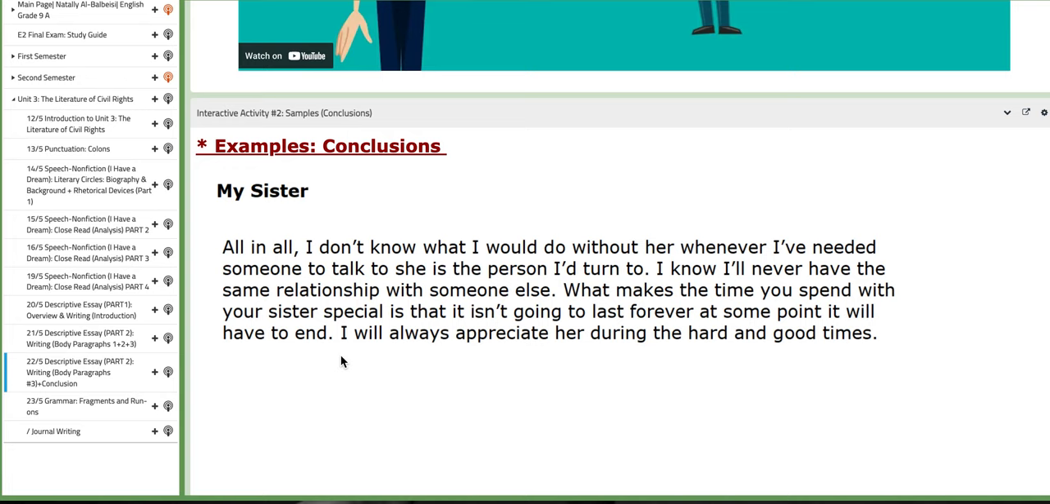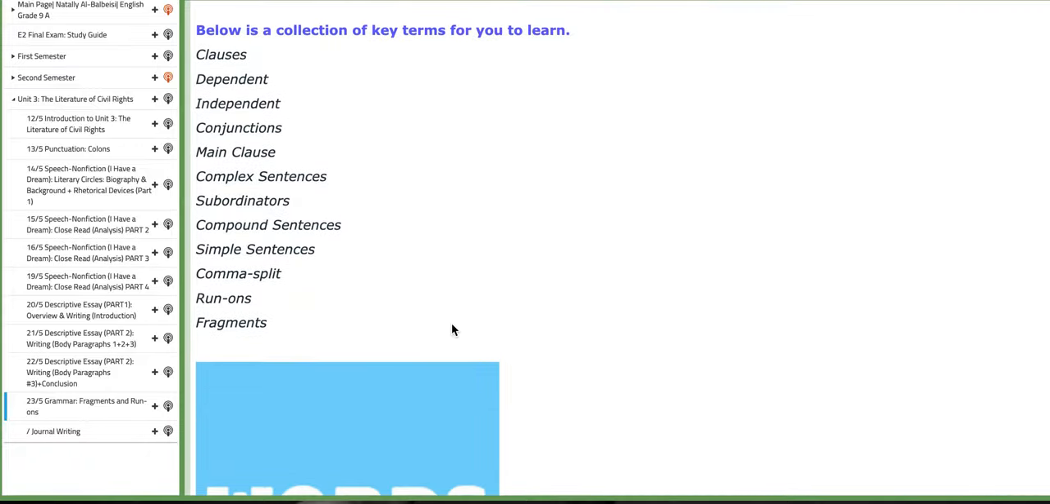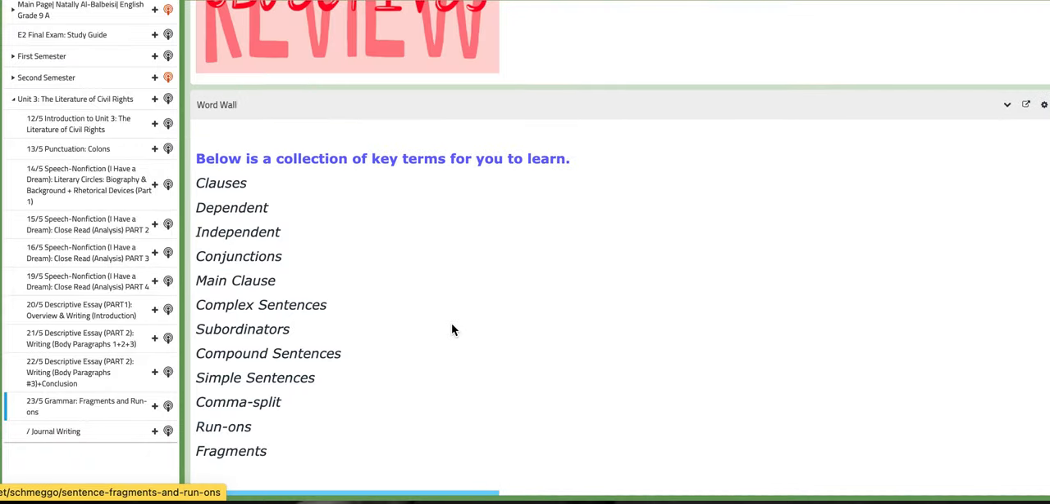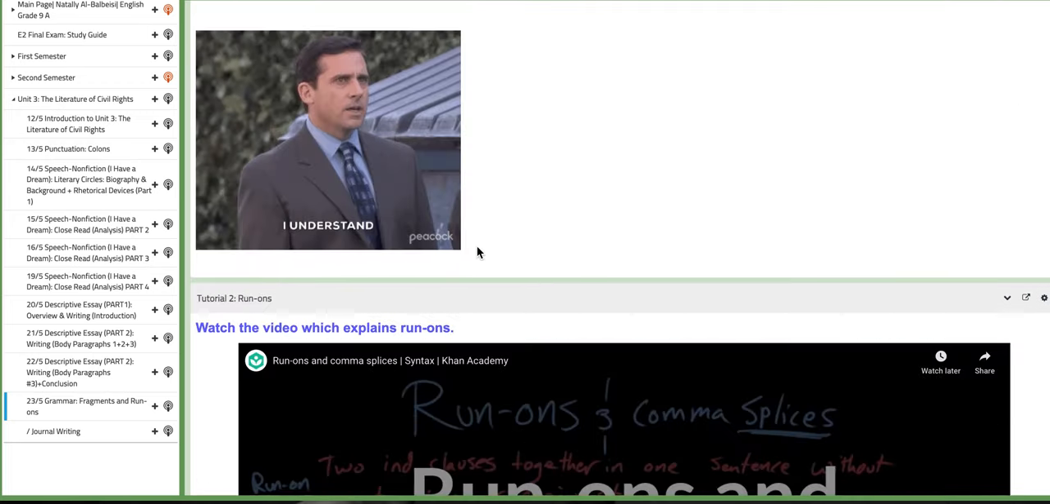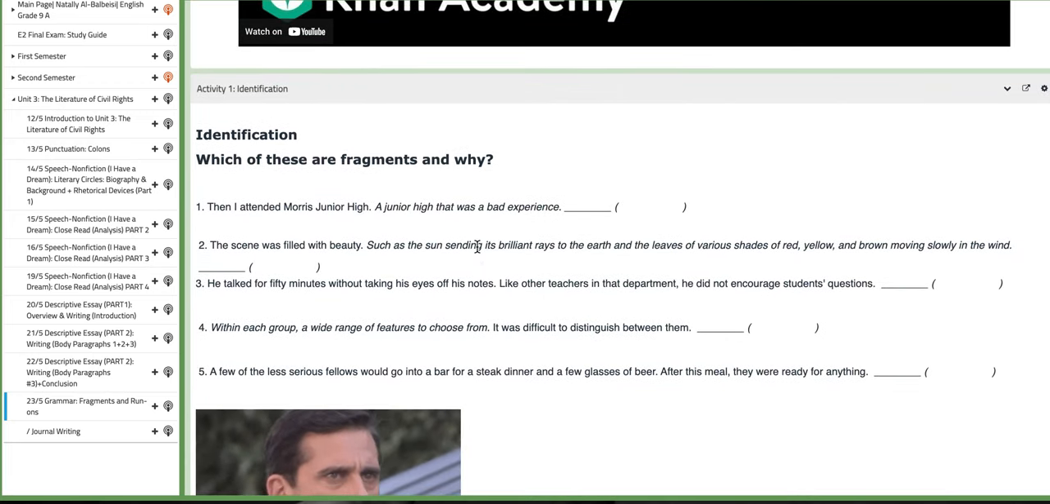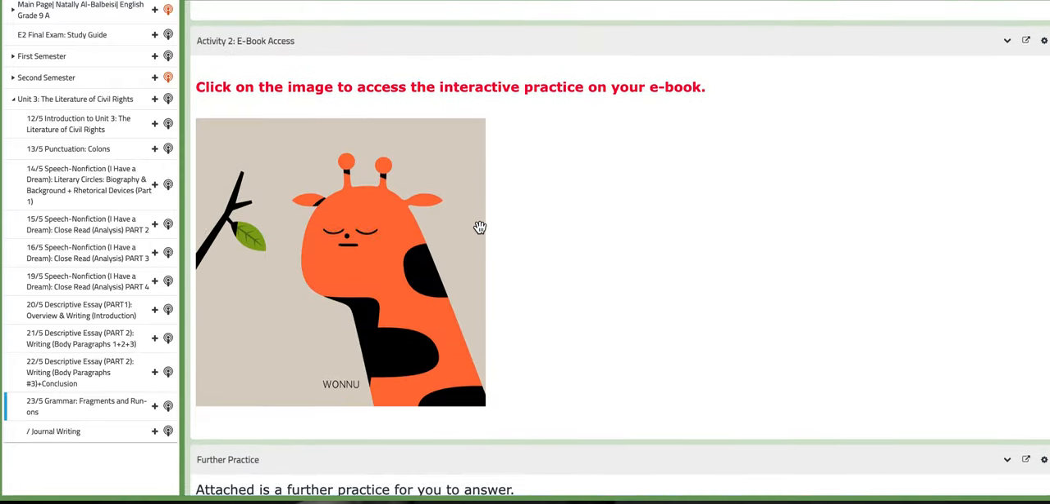Now, on the last day of this week, we are going to start with a new grammar topic titled Fragments and Run-ons. As for the essential keywords, we have clauses, dependent, independent, conjunctions, main clause, complex sentences, and so on, along with tutorials to aid your understanding. We are going to work on specific interactive activities and practice questions.